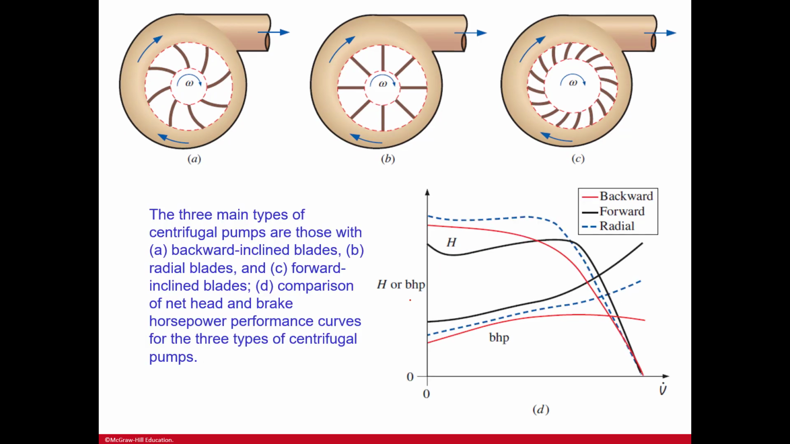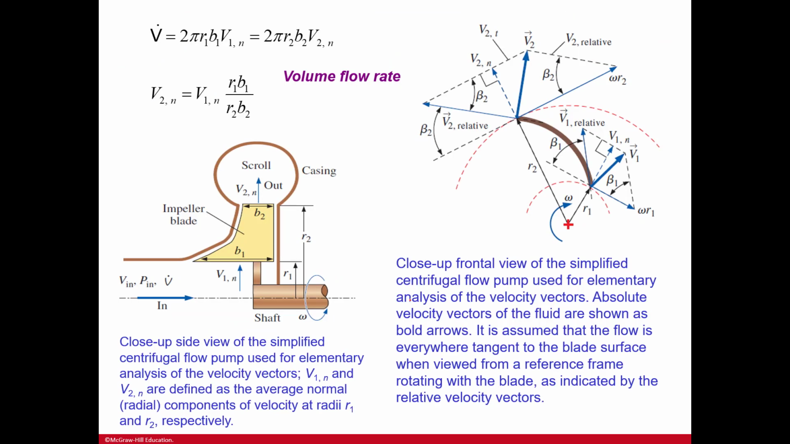So here are those three types plotted. So you see A, B, and C. And then D is a comparison of net head and brake horsepower performance curves for the three types. Here are the formulas associated with the volume flow rate and a close-up side view of the simplified centrifugal pump used in elementary analysis of the velocity vectors.